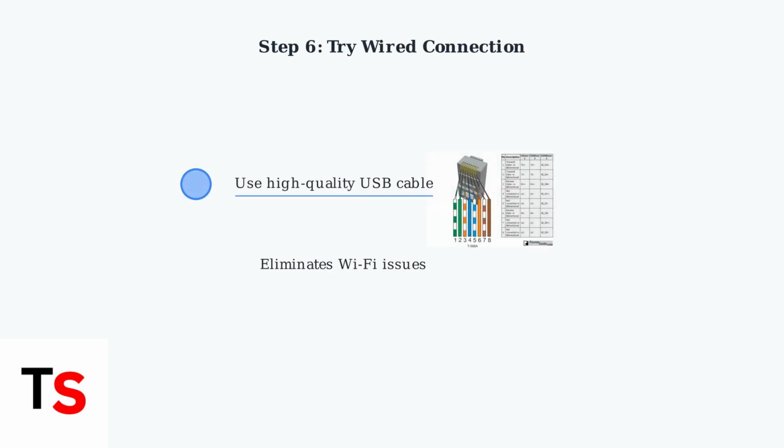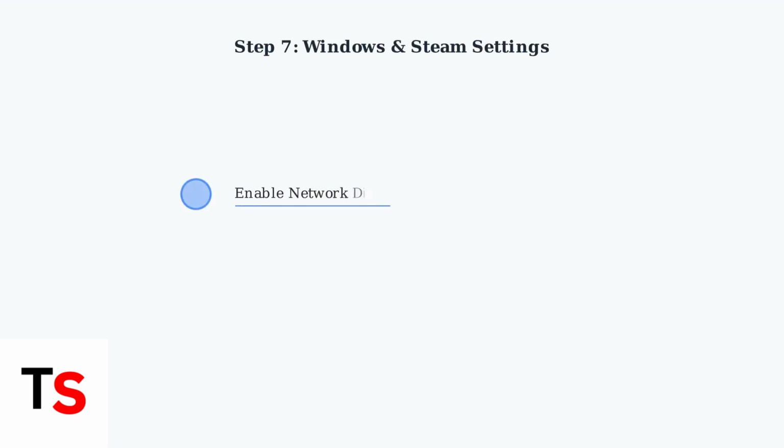If wireless AirLink continues to have issues, try a wired connection using a high-quality USB cable. This eliminates Wi-Fi-related problems and often provides a more stable connection. Check your Windows settings to ensure network discovery is enabled and that Steam Remote Play is turned on. These settings are essential for proper device communication.